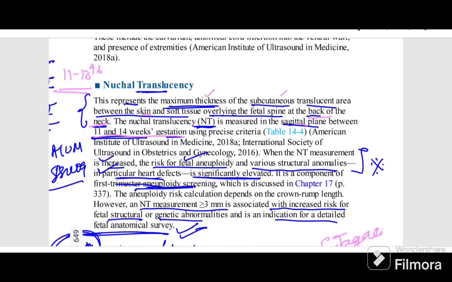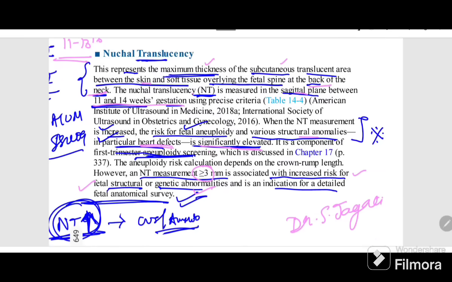When the NT is increased, the risk for fetal aneuploidy and other structural anomalies, in particular heart defects, is significantly elevated. That's why it is treated as the first trimester aneuploidy screening tool. The cutoff we use is greater than or equal to 3 mm, and that is associated with increased risk for fetal structural or genetic abnormality and is an indication for a detailed fetal anatomical survey. Right?